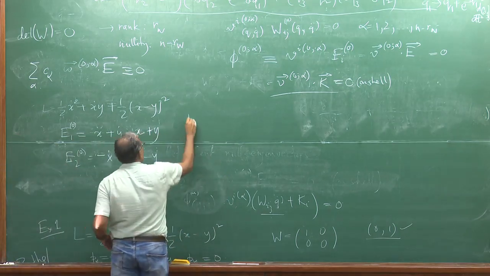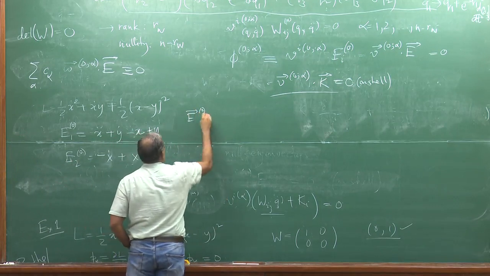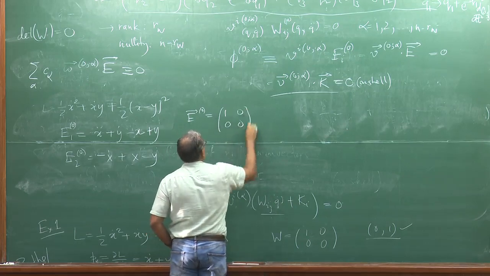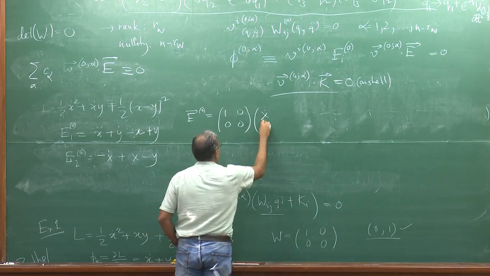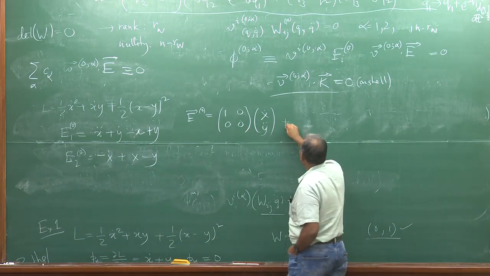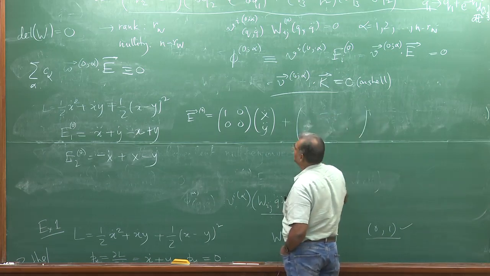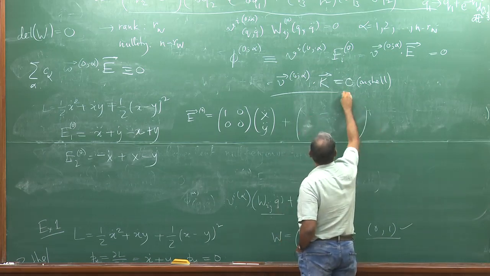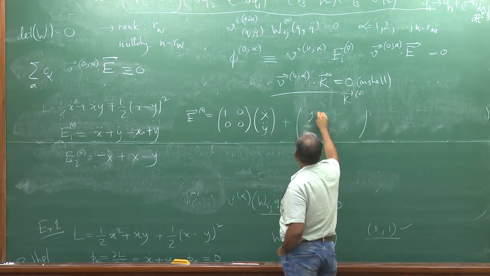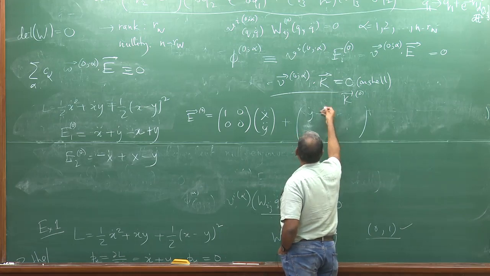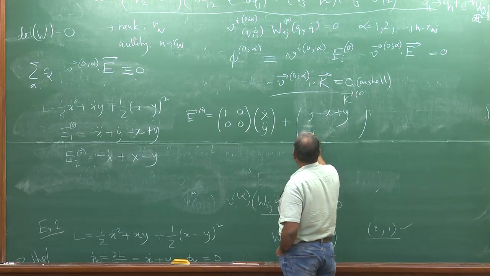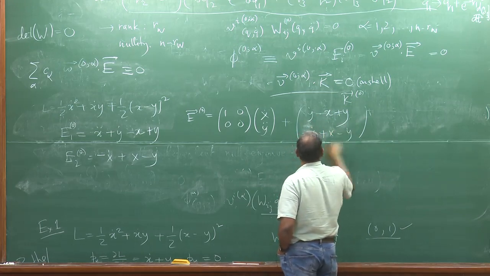So my E0 vector was given by 1 0 0 0 times x double dot, y double dot. I'm just splitting up the acceleration term and the velocity term. This is the k, and the k vector is the rest of it. This is the k0, k vector 0th order. What is that? It's y dot minus x plus y and minus x dot plus x minus y, right?